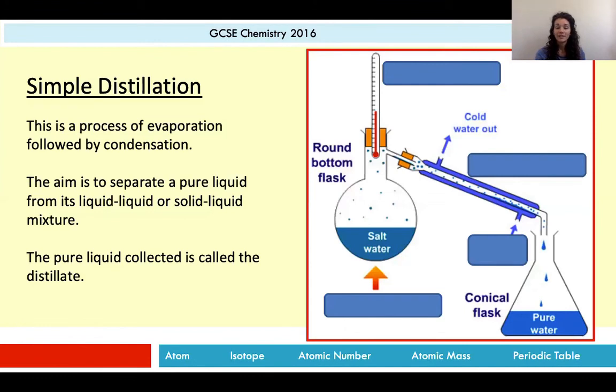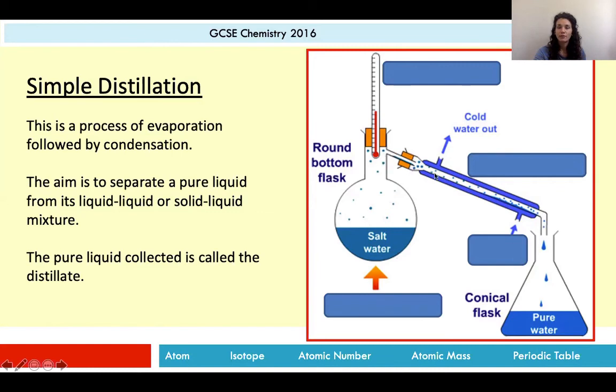Another lab technique that we looked at was distillation. So that's where you can separate a pure liquid from a mixture of liquids. So say I have a mixture of water and ethanol, I could separate them out by using distillation. Here they are separating out a solution of salty water. So the water would evaporate because it's being heated.